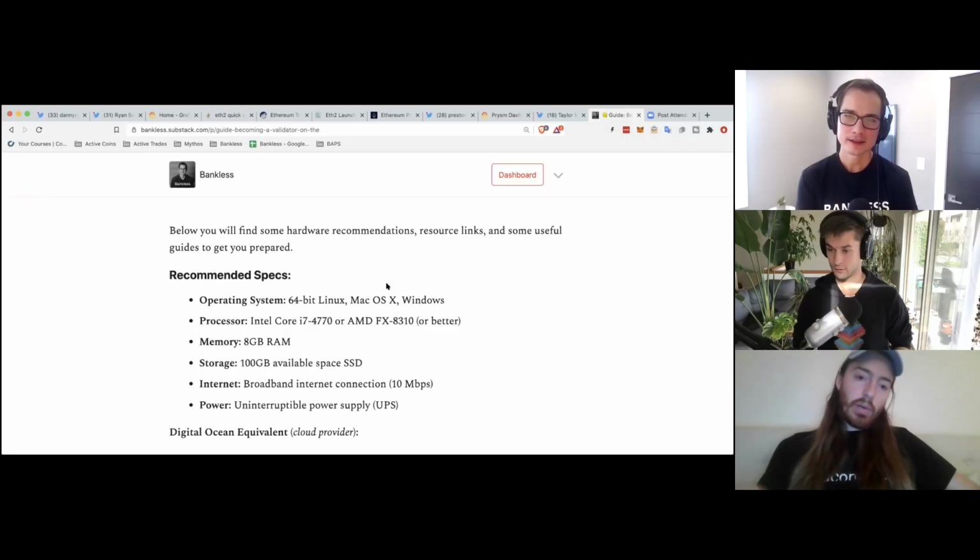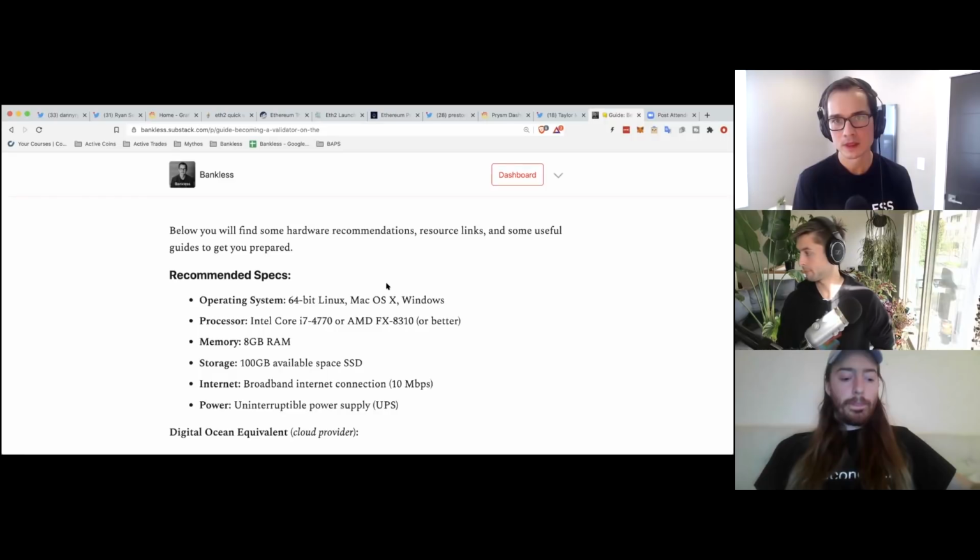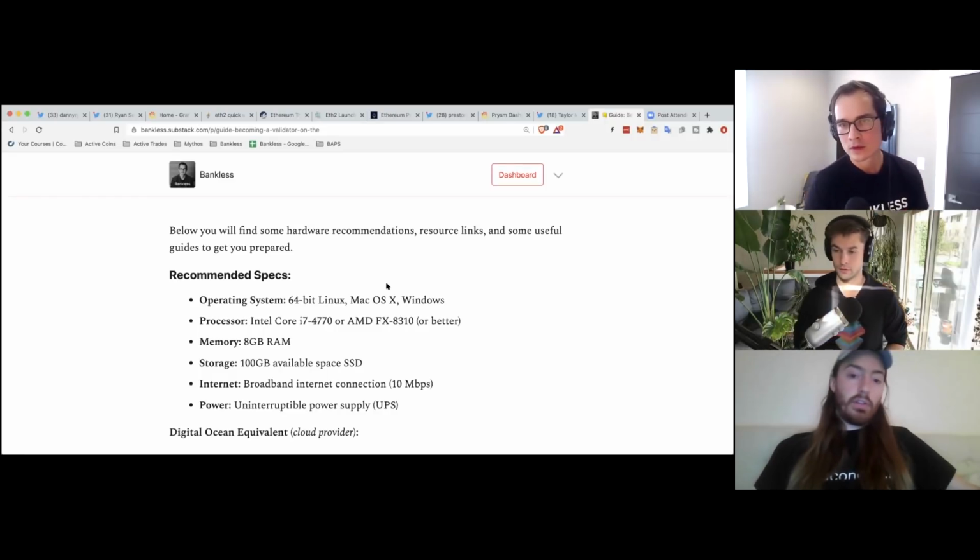Your validating process can operate on multiple keys. I think Lighthouse supports it, other clients support it, of course Prysm supports that. So that should be no problem at all, no factor at all.